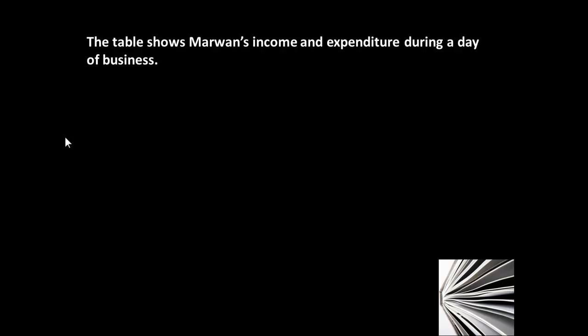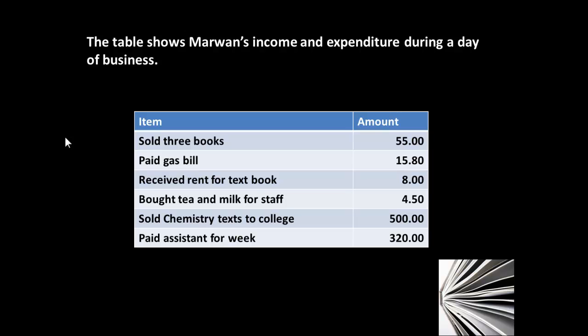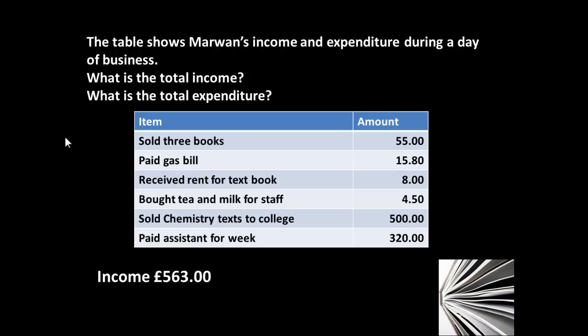Let's consider his income and expenditure for a day. Right, there it is, all nicely laid out. So what was the total income? We would have to add up the 3 books that he sold, the rent he received for the textbook, which was £8, and the chemistry texts to the college, which were £500. So he has £563.